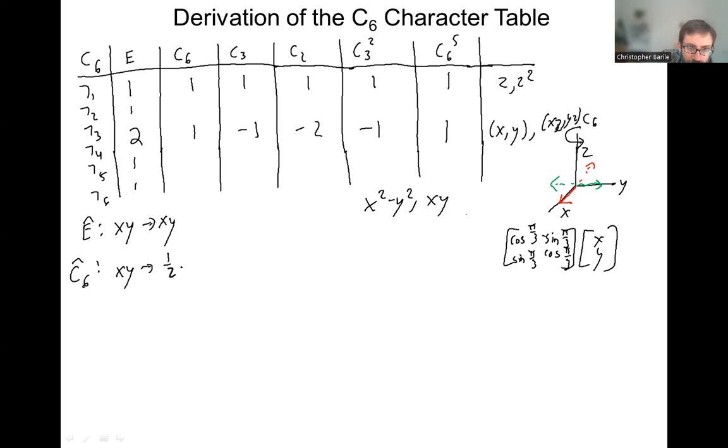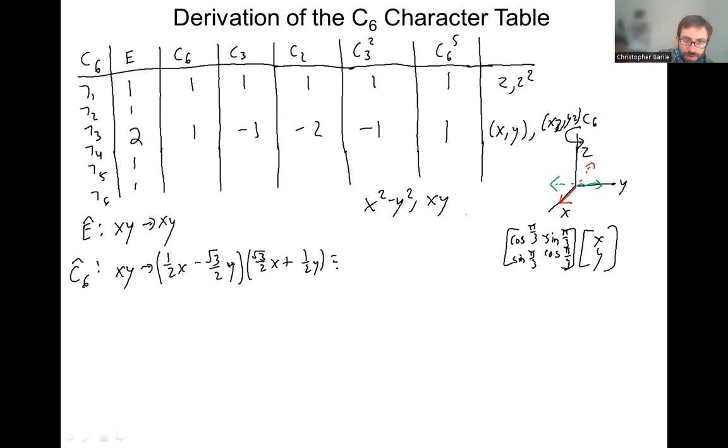So it's going to be 1/2 x sine pi over 3 is root 3 over 2. And we have a negative sign there in our matrix. So negative root 3 over 2 y, that's the x part. And then it's x times y, so we have to times that by y. The y part is sine pi over 3. So that's root 3 over 2 x plus 1/2 y.